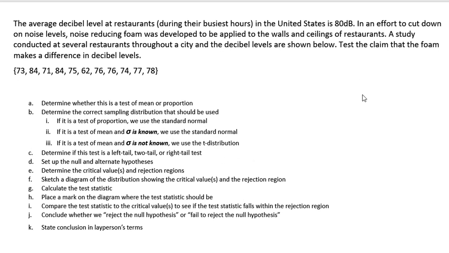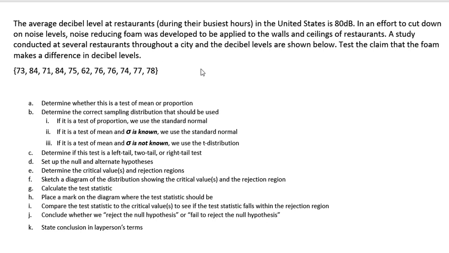All right, so we're on our third problem for our hypothesis testing about a population mean. The problem states the average decibel level at restaurants during the busiest hours in the United States is about 80 decibels. In an effort to cut down on noise level, a noise-reducing foam was developed to be applied to the walls and ceilings of restaurants. A study was conducted at several restaurants throughout the city, and the decibel levels are shown below. Test the claim that the foam makes a difference in decibel levels.